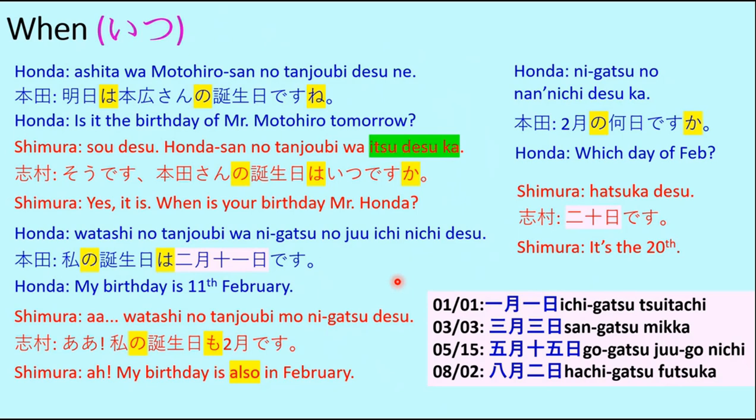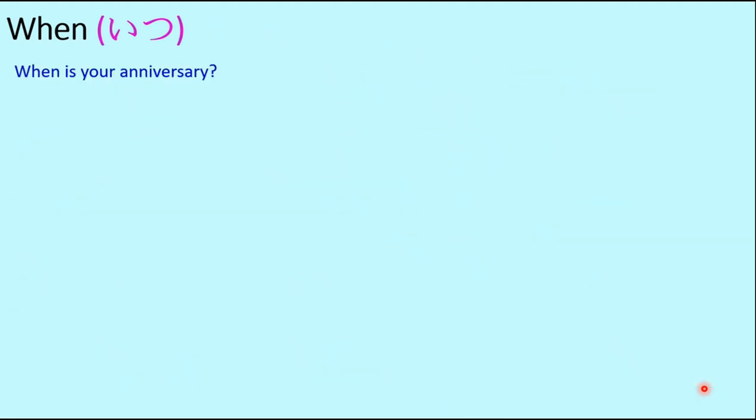So a few more examples. The 1st of January, Ichigatsu Tsuitachi, or Ichigatsu no Tsuitachi. 3rd of March will be Sangatsu no Mikka. Then 15th of May will be Gogatsu no Jugo Nichi. 2nd of August will be Hachigatsu no Futsuka. And in this way you can practice. You can just form a combination of the day and the month and you can practice. Let's move on to the next.